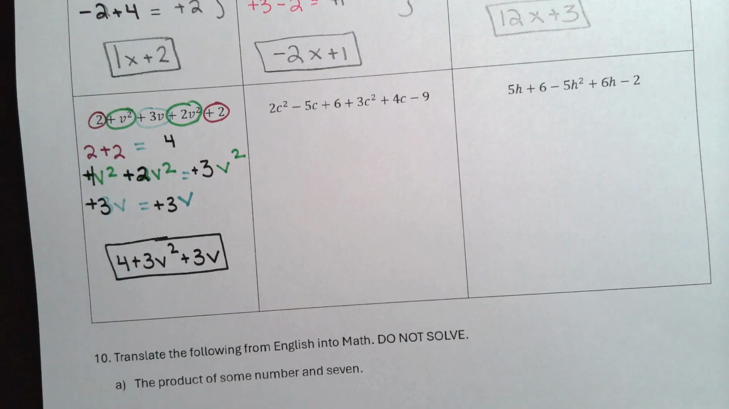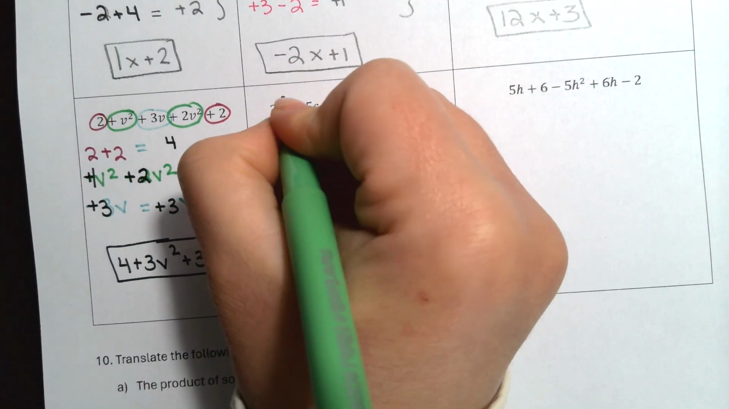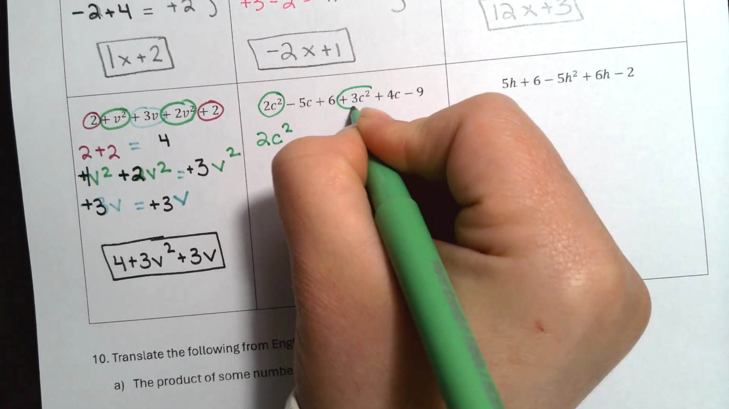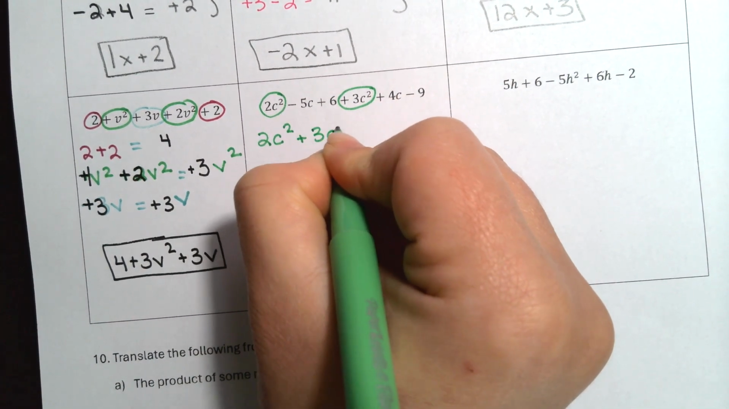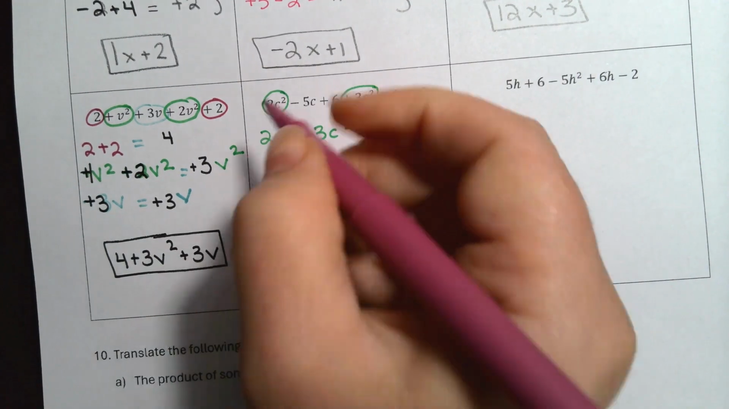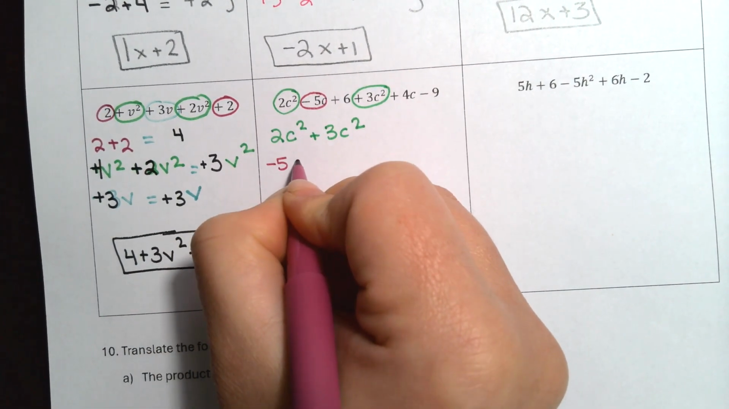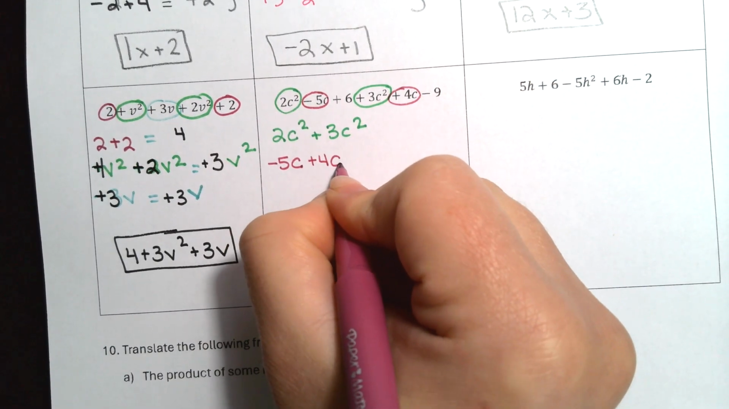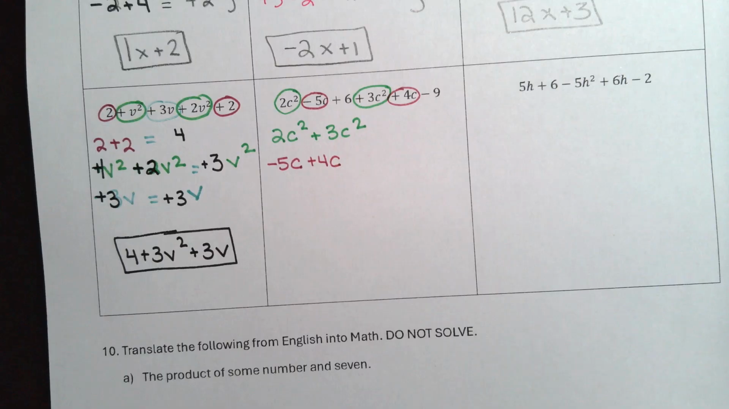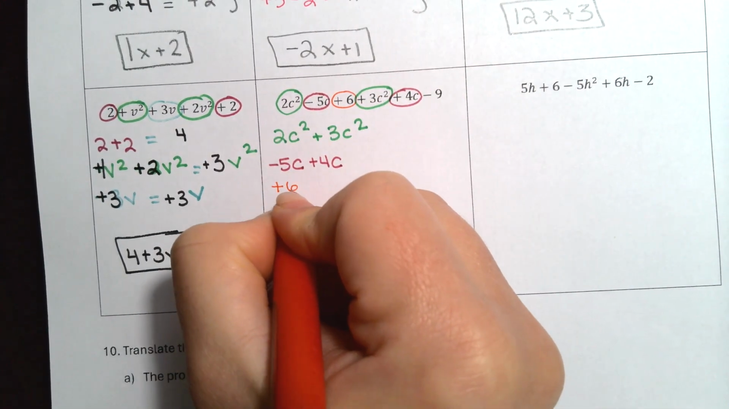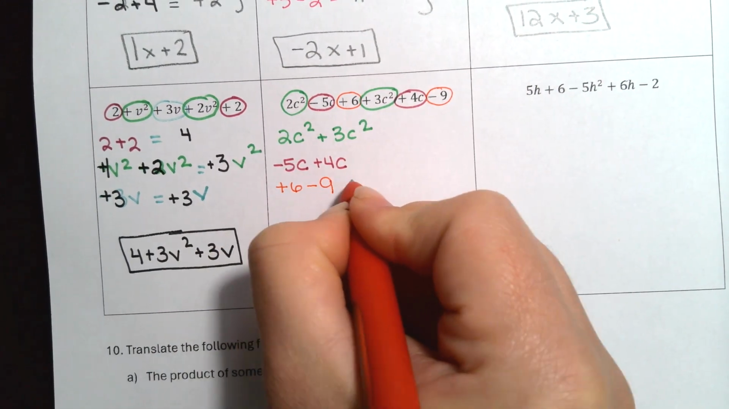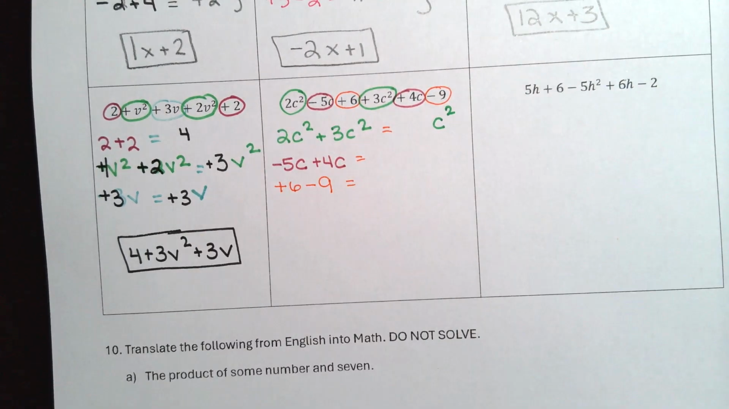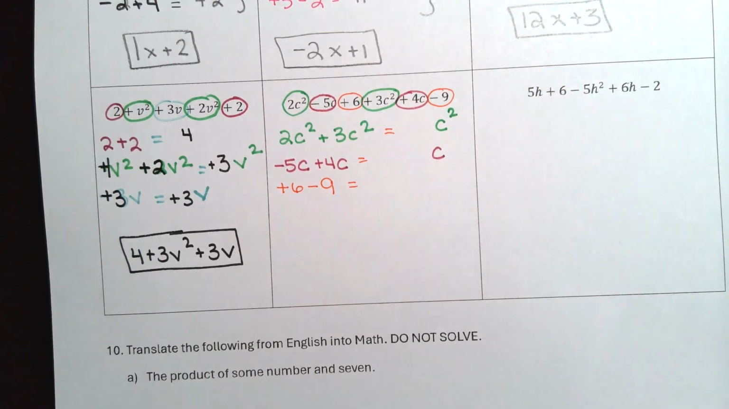Okay, let's go ahead and move on. 2c squared plus 3c squared minus 5c plus 4c plus 6 minus 9. Remember, if they are squared, like c squared, that is different than having just one c like this.